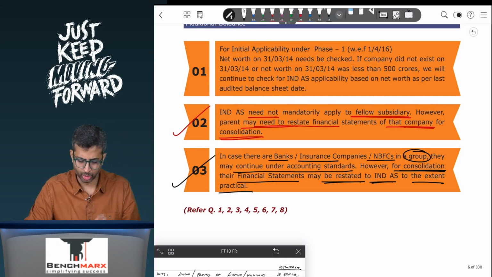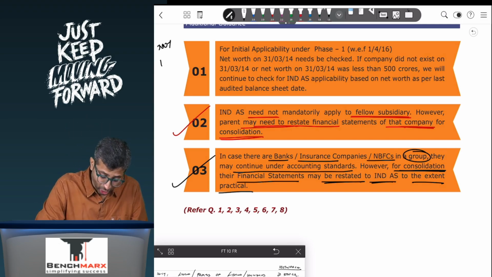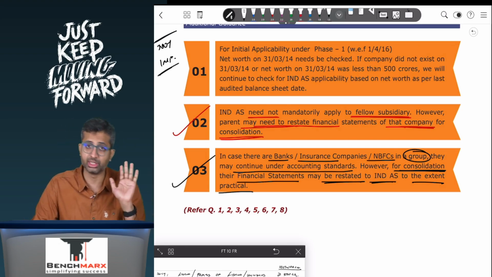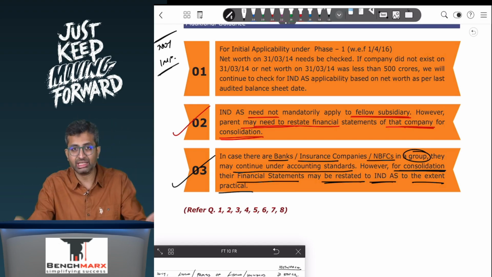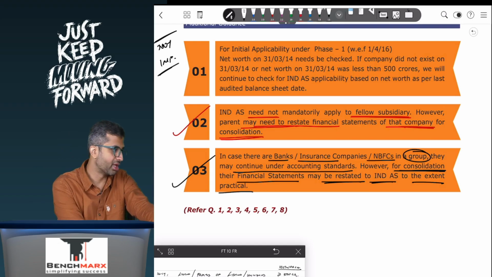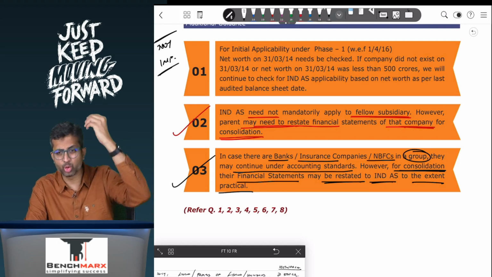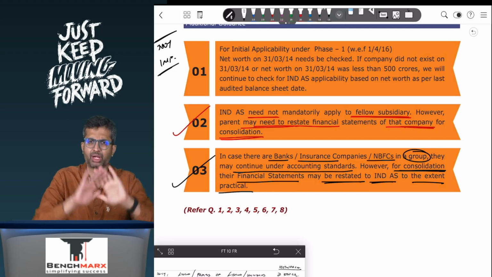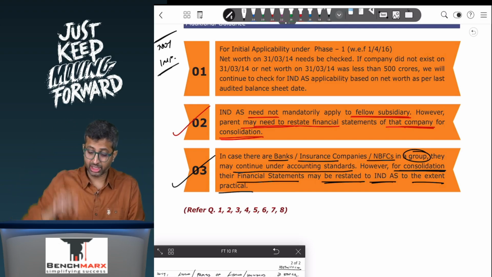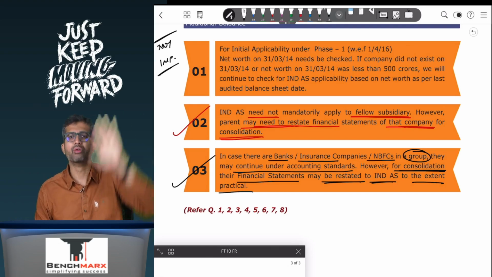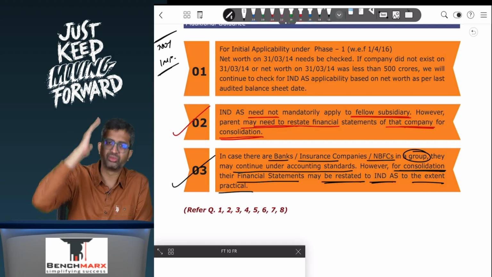Now the last part over here is for initial applicability. Now this is not at all important in my understanding from an exam perspective, but if you open the institute study material, there are around 3 questions pertaining to this still there. So we are covering it, but having said that, I don't see a chance of this coming in the exam, but for academic completion we are covering this. So this is pertaining to the first time application way back in the year 2016.